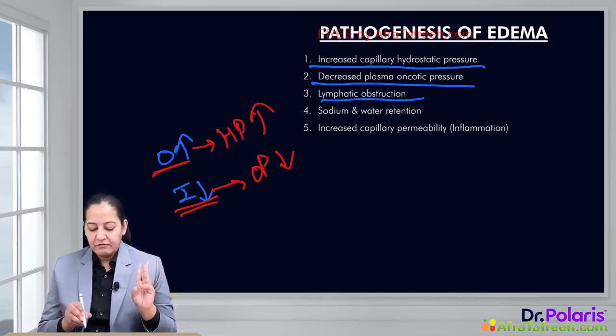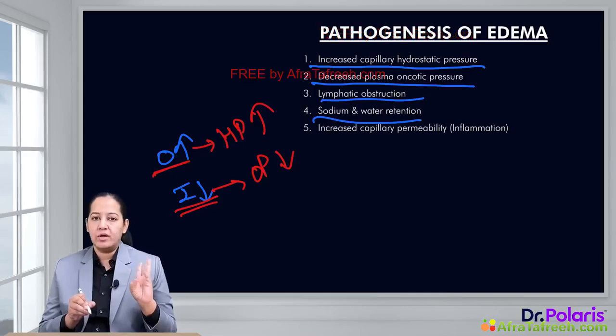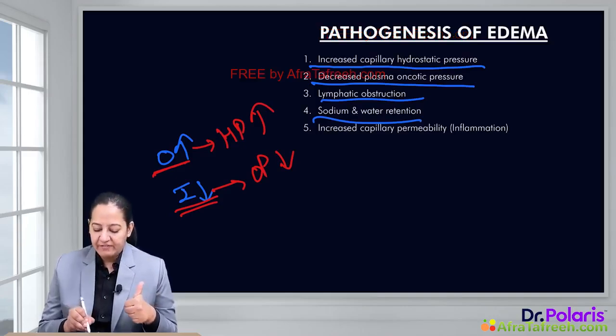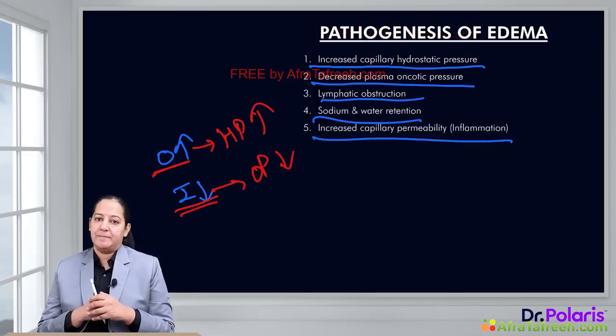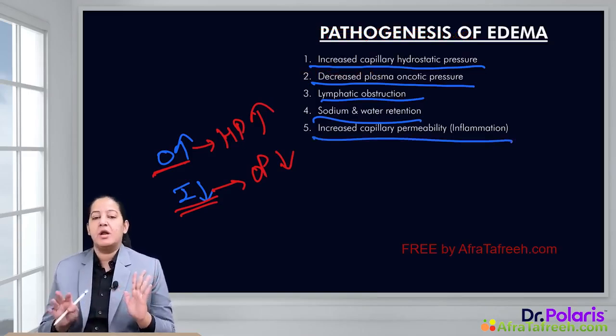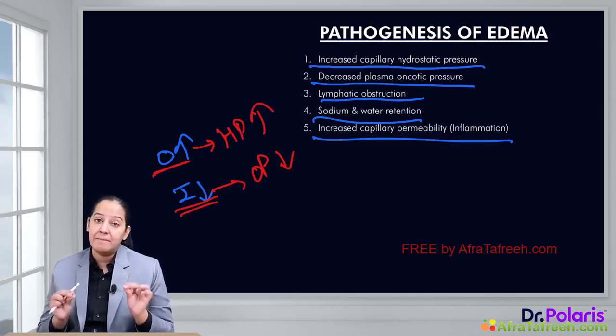The third mechanism. Fourth is sodium water retention. Due to sodium water retention also edema can occur. And fifth and last is increased permeability. Increased permeability occurs in inflammation. Now, I will explain all these five mechanisms one by one with examples of each of them.